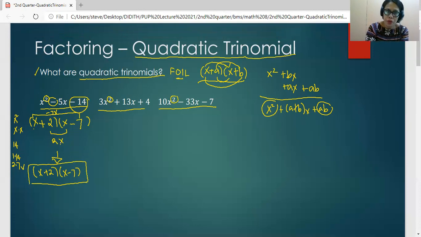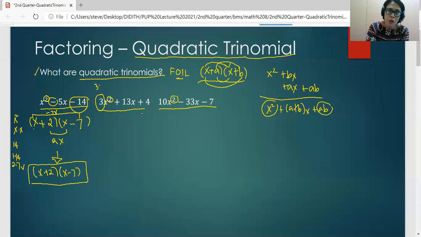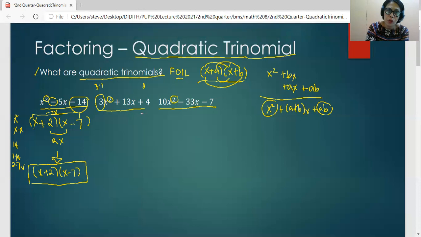Okay, so for the second example, we have 3x squared plus 13x plus 4. Now, we are lucky that 3 is a prime number, so the factors are the number itself and 1. For 4, we only have a few factors. So here, we will consider 3 and 1, and here, we will consider 2 and 2, or 1 and 4.